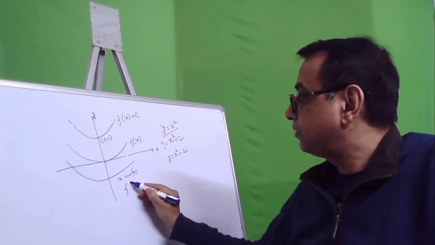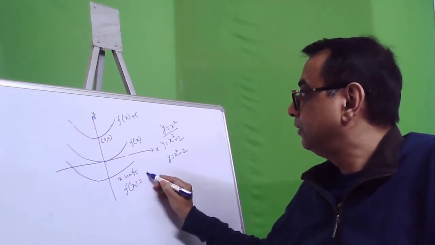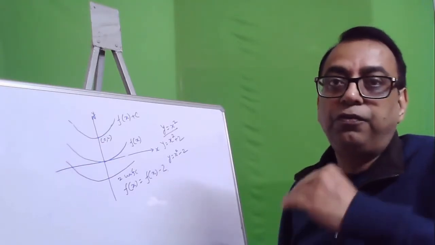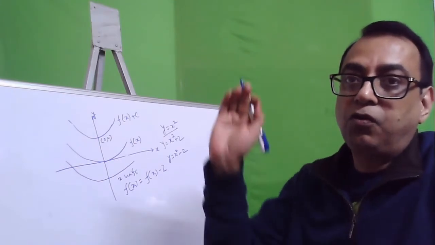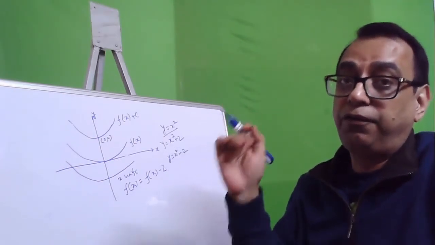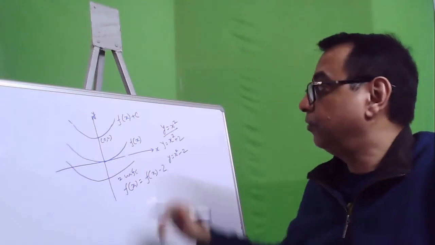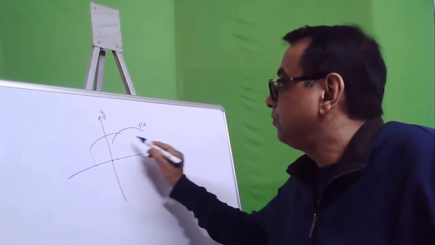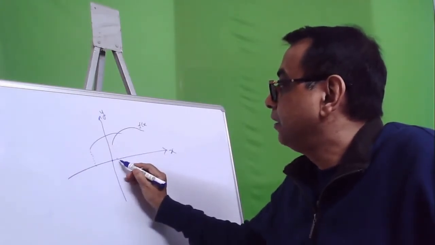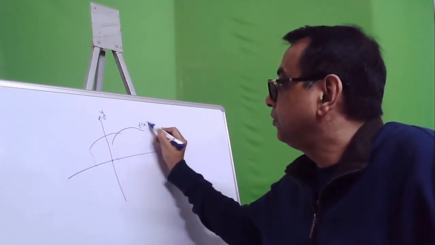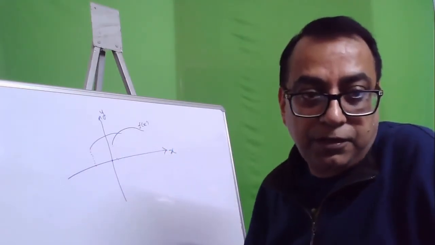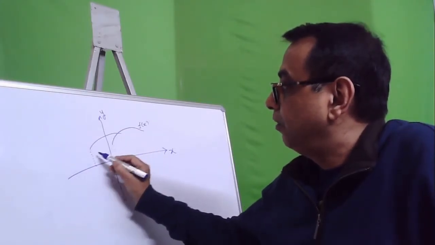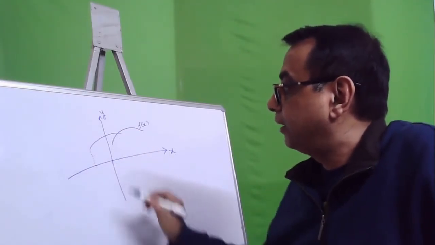So then f(x) will become f(x) minus 2. So if you add a positive number, it will go up, and if you subtract, it will go down. Similarly, suppose you have a function like this, and you shift this function towards the left, then the function will look like this. The only thing is that the x value will go back by this much.